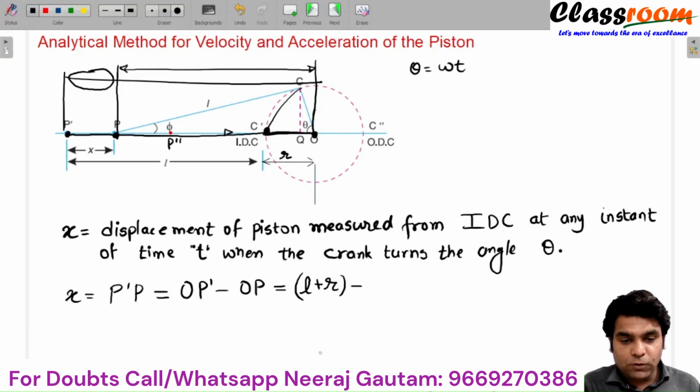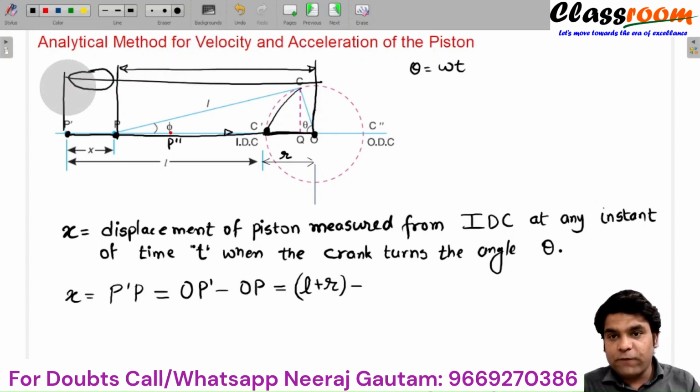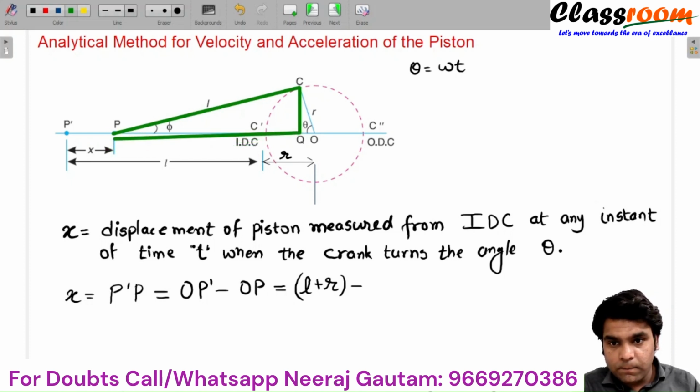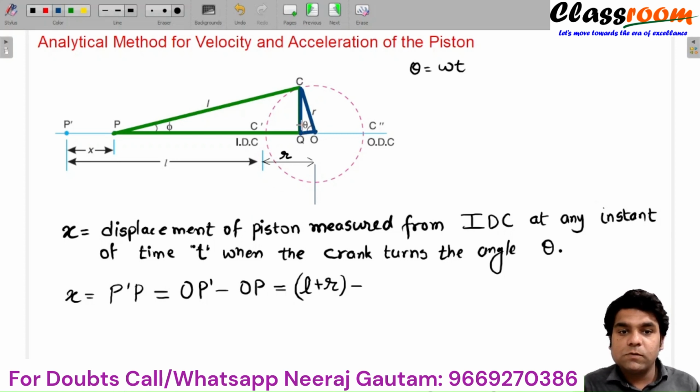Now to determine the value of OP, we'll use the geometry of this orientation. Here you can see two triangles. One is O, P, C, and the second one is C, Q, O. These are the two triangles, and this total OP length can be written as the sum of PQ plus QO.